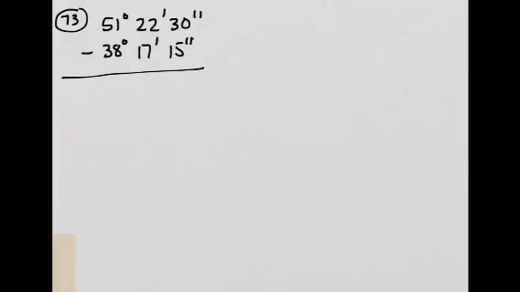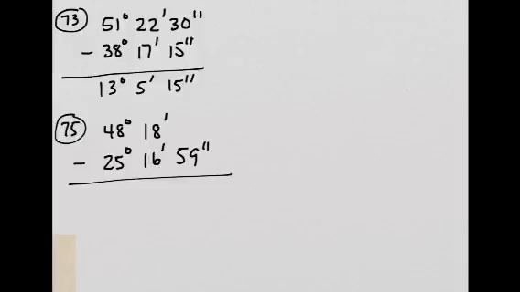Okay, so I'm going to go ahead and just subtract these by hand. It says find the difference of the angles, so basically we're subtracting one from the other. So 30 minus 15 is 15, 22 minus 17 is 5, and 51 minus 38 is 13. Okay, so that's the answer for 73.